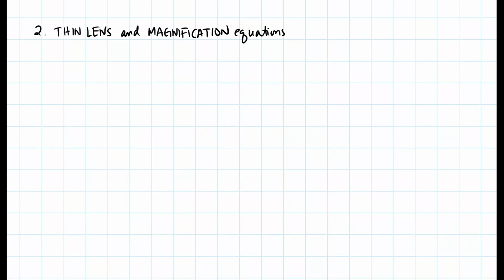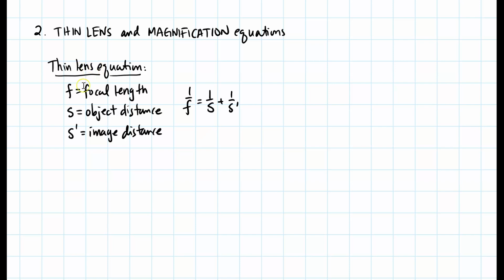The two main equations that we will use throughout the lab are the thin lens equation and the magnification equation. The thin lens equation relates the focal length f, the object distance S, and S prime, the image distance, using the equation 1 over f equals 1 over S plus 1 over S prime. The key point is that if S prime is positive, then it's a real image and on the right side of the lens. If S prime is negative, then it's a virtual image and it's on the left side of the lens.